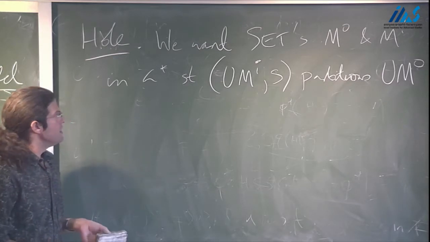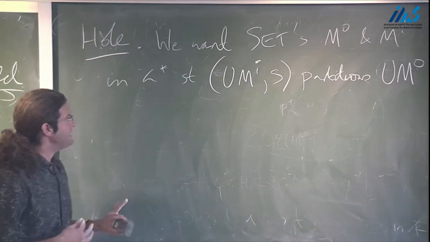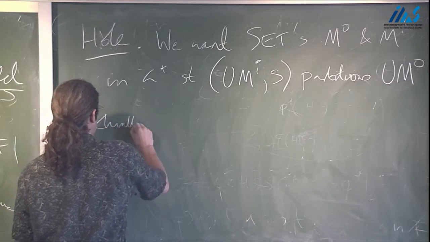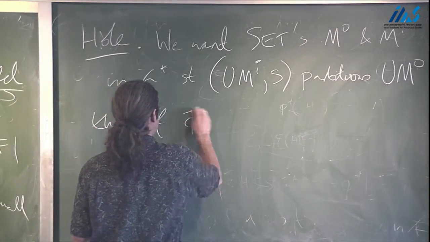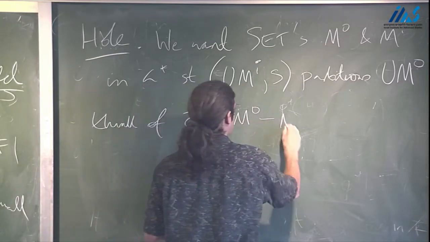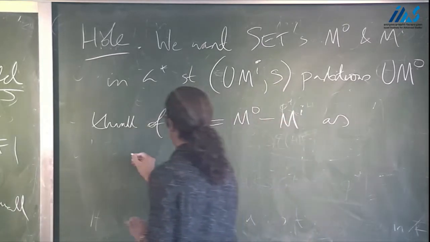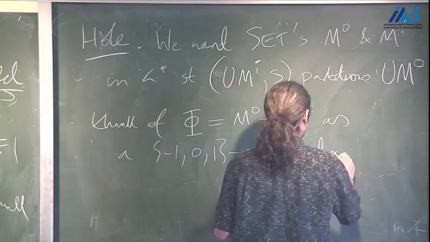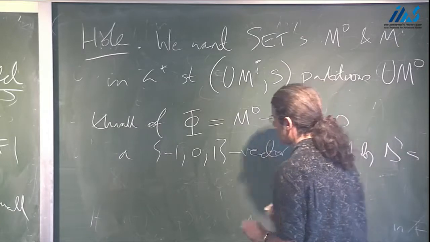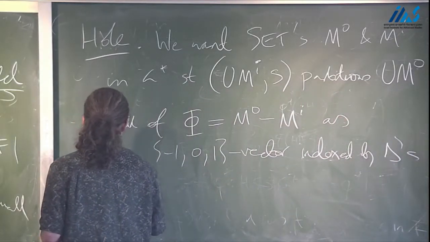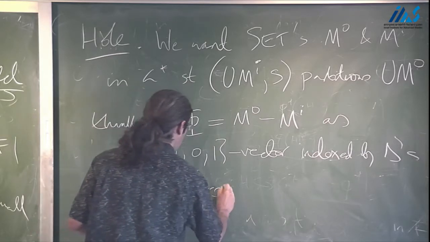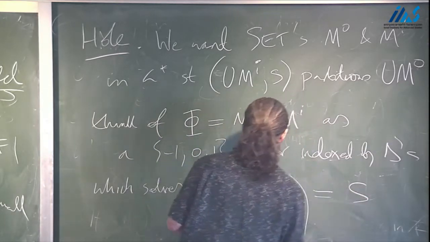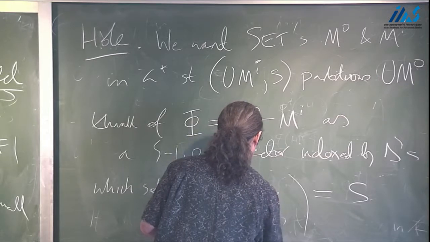So how might we think of this? So we could think of this as, well, S is the difference between M0 and M1. So let's say phi, which is M0 minus M1, as a minus 1, 0, 1 vector indexed by triangles, which solves the equation phi times the inclusion matrix is equal to S. So the triangle edge inclusion matrix.